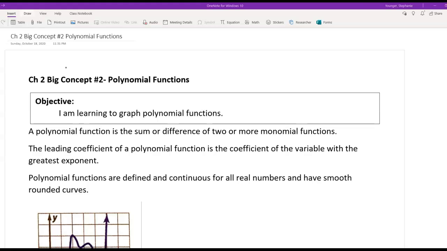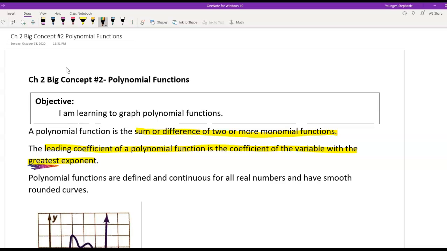Now, one thing that you probably never realized is a polynomial function is the sum or difference of two or more monomial functions, monomial meaning one. The leading coefficient of a polynomial function is the coefficient of the variable with the greatest exponent. I'm going to say that again, the greatest. Now, polynomial functions are defined and continuous for all real numbers. So there's no discontinuity, and they have smooth, rounded curves.